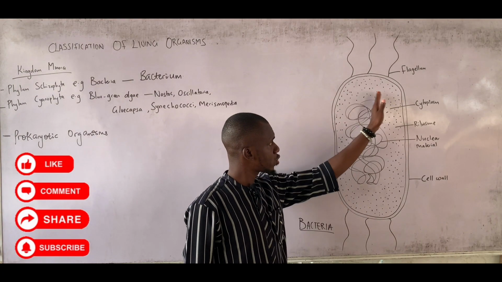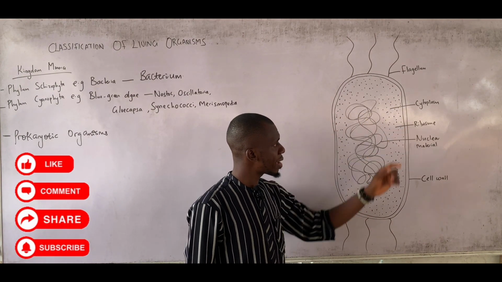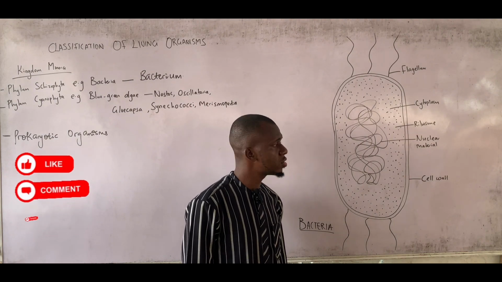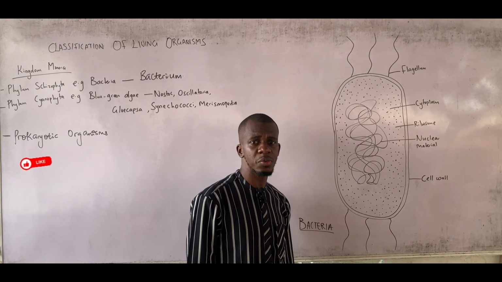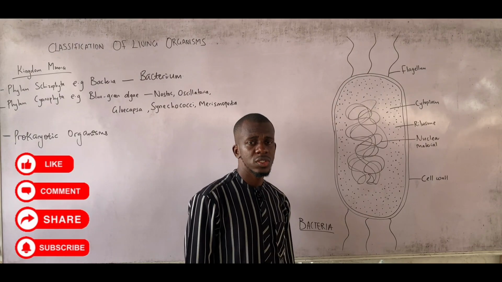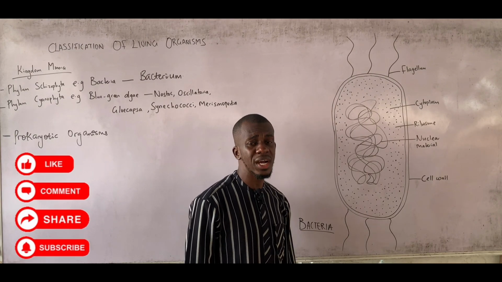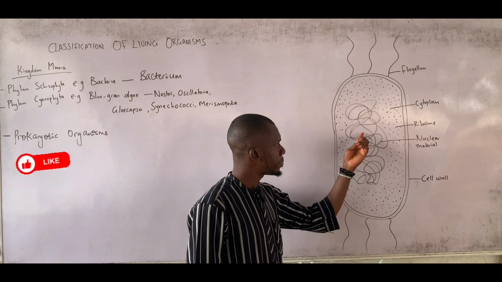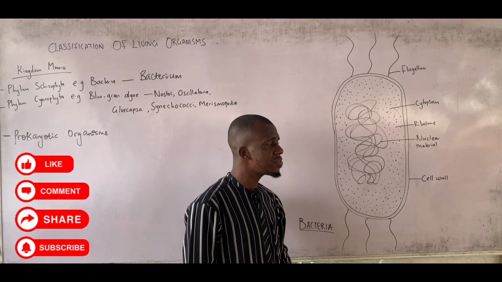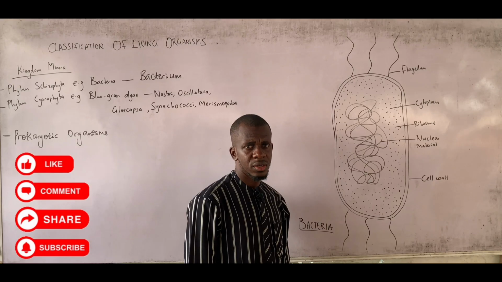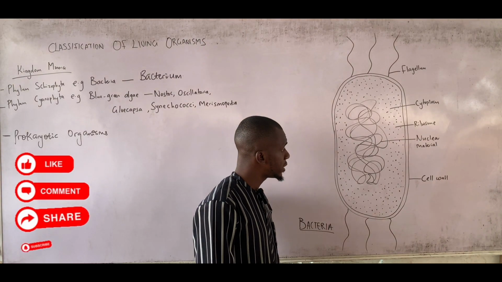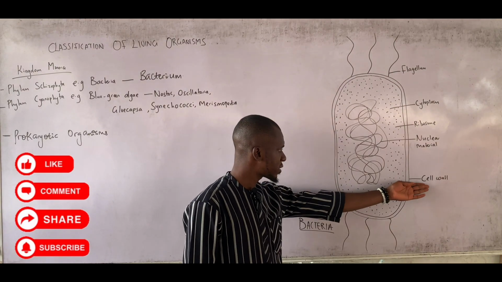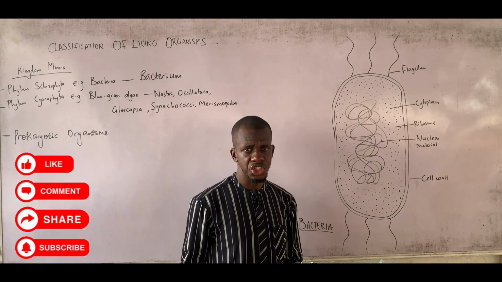So this is the cytoplasm, and present here is the ribosome. If you followed our video on the cell, you will know that the ribosome is responsible for the production, synthesis, or what we call the manufacture of proteins. Now, the bacteria equally has a nuclear material, which could be a DNA or an RNA, and then it has a cell wall, which gives it rigidity.